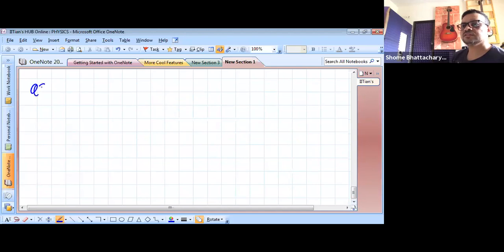Moving on to question 3. This one is saying that a displacement vector makes an angle 30 degrees with the y-axis.